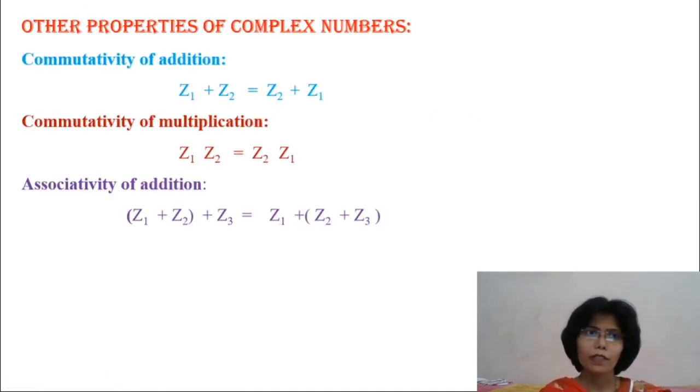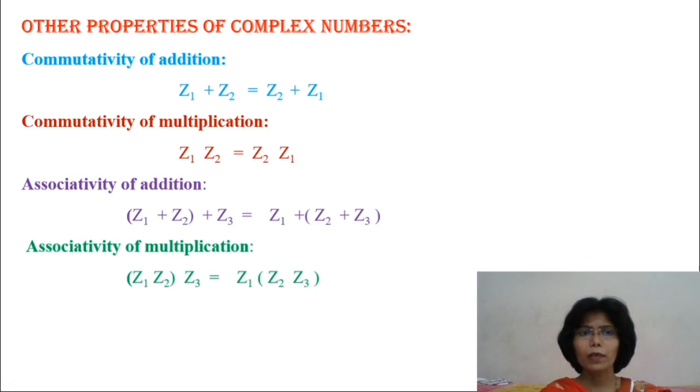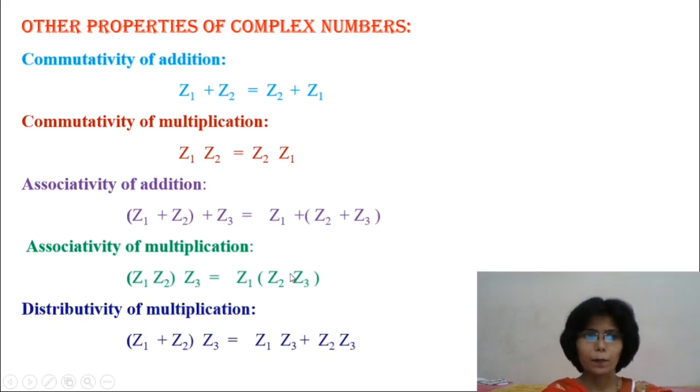The other properties of complex numbers are commutativity of addition, that is z1 plus z2 is equal to z2 plus z1. The second property is the commutative property of multiplication, that is z1 z2 is equal to z2 z1. Associative law of addition is z1 plus z2 plus z3 is equal to z1 plus z2 plus z3, with the grouping changed. Then associative law of multiplication is z1 z2 into z3 is equal to z1 into z2 z3. Then distributive law of multiplication will be z1 plus z2 into z3 is equal to, now we have to open this bracket, z1 z3 plus z2 z3.